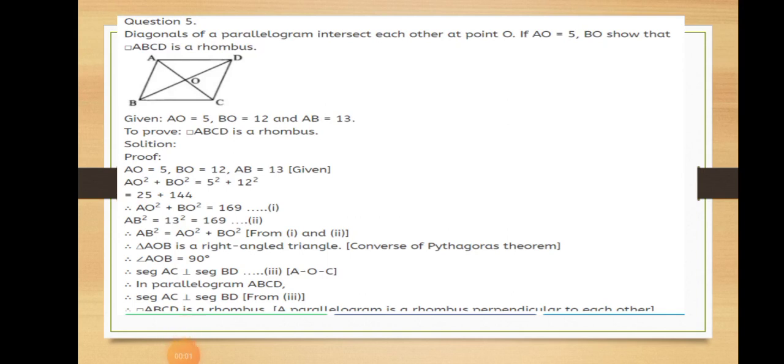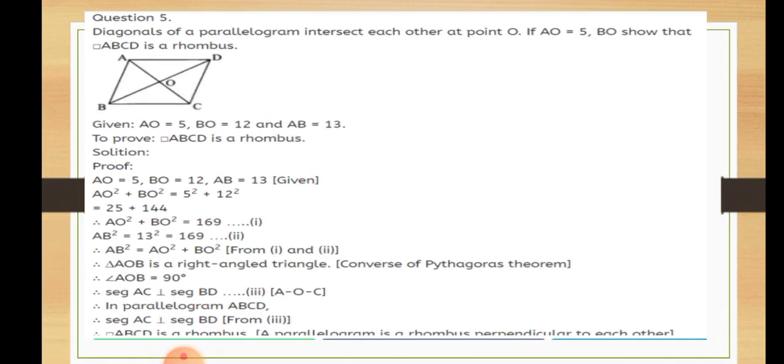Hello students. So last lecture we have finished our 5.1 question number 4. Now question number 5. Diagonals of a parallelogram intersect each other at point O. If AO equals 5, BO equals 12 and AB equals 13, then show that ABCD is a rhombus. It means what? Here we have to show that ABCD is a rhombus.